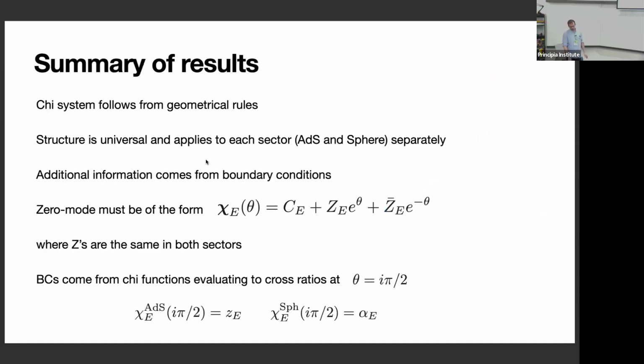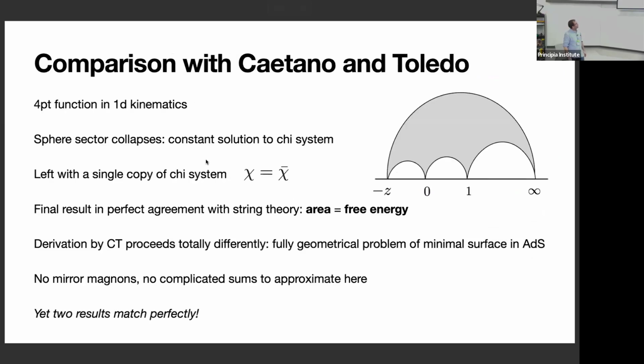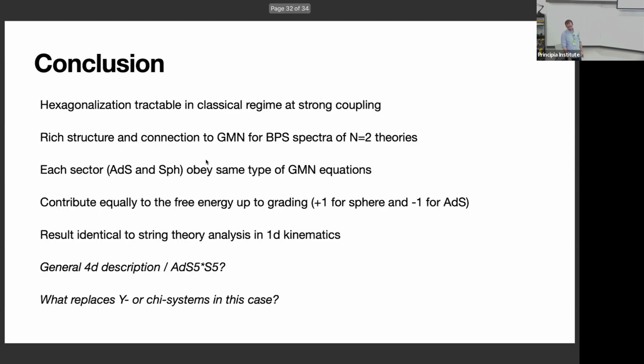So there are a few details here which I will be skipping. But the comparison is working very precisely, I want to stress, with the area of the string eventually obtained by some totally different means, which is by solving some geometrical minimal surface problem in AdS, agreeing perfectly with the free energy of this gas of magnons, which I was reviewing.